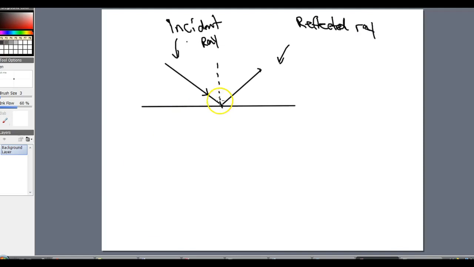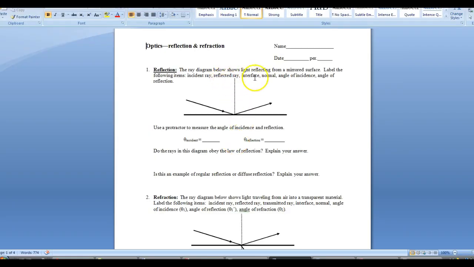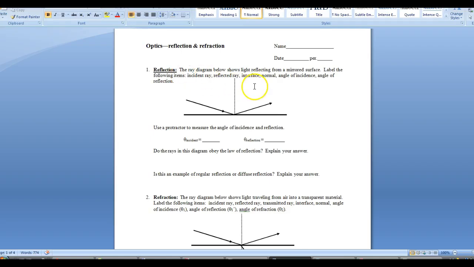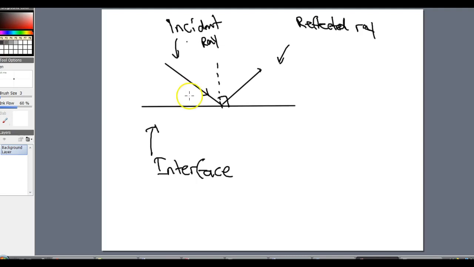Interface. This is the interface. This is the boundary either between two mediums, or it could be a solid boundary like a mirror. So this horizontal straight line, that is the interface. Normal is this dotted line. It's drawn at 90-degree angles to the interface, and you always measure angles from the normal when you're dealing with optics. Angle of incidence and angle of reflection.